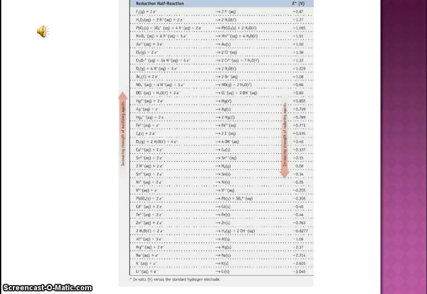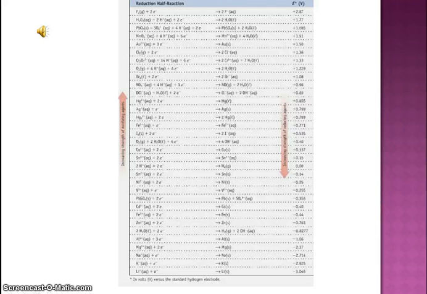This is a table of standard reduction potentials. The half reactions seen are written in oxidized form plus electrons yields reduced form. On the left side of the reaction arrow is an oxidizing agent, and on the right side is a reducing agent. The more positive the value of E, the better the oxidizing agent. This means fluorine gas is the best oxidizing agent in the table, while the lithium ion is the worst. The opposite goes with negative values of E.